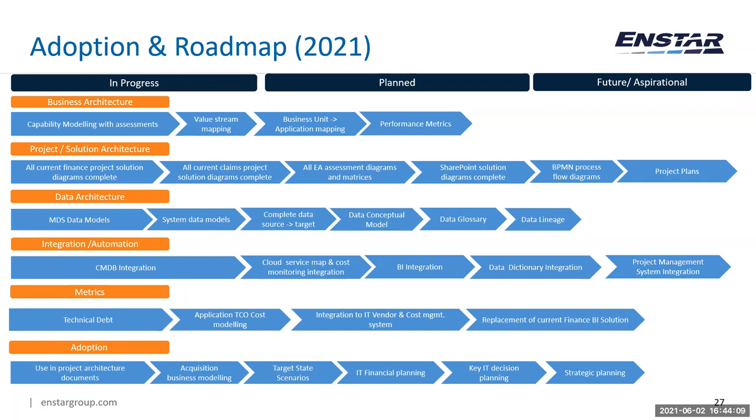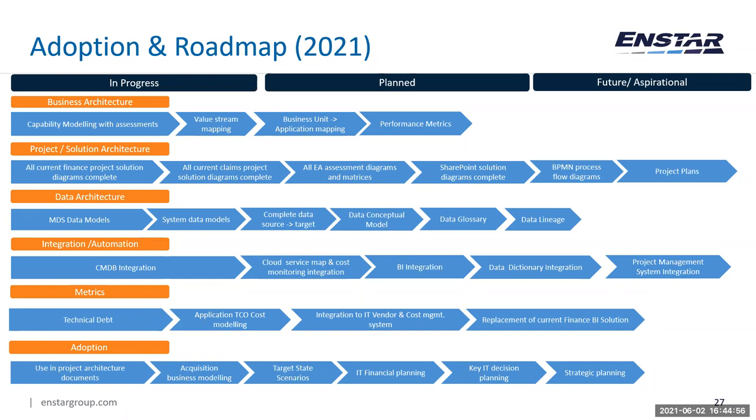For solution architecture, that has now become an embedded process, but we want to onboard a lot of the existing work that we've done, such as the existing enterprise assessment diagrams and matrices that we've done manually in PowerPoint, for example, to continue the BPMN process diagrams to get more of the BA community using this, so it becomes an embedded process as well. On the data architecture stream, we have our master reference data modeled in the system. We're able to show what that source to target looked like across all the different applications. And now we're planning to introduce and implement the data glossary and the data lineage information in there as well.